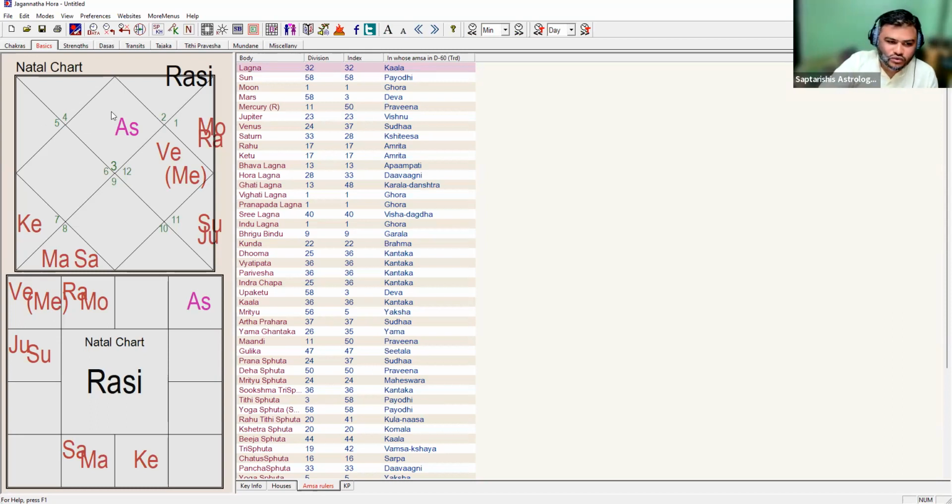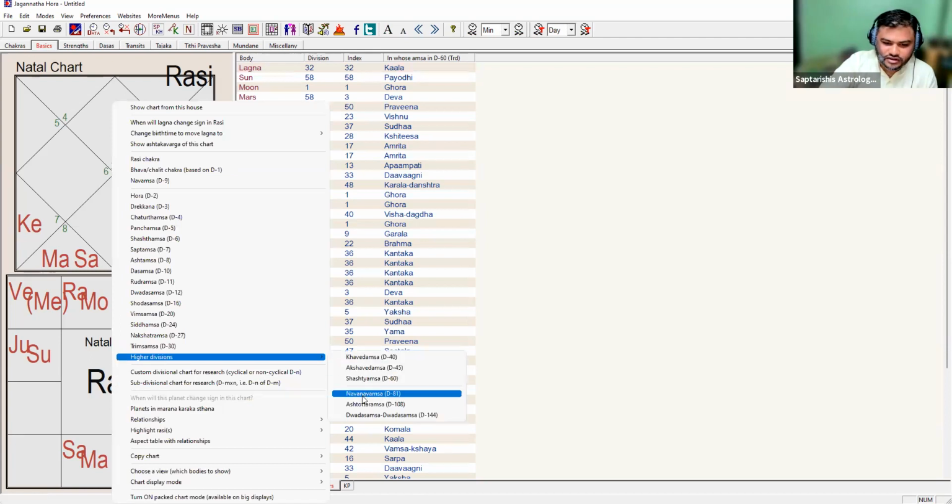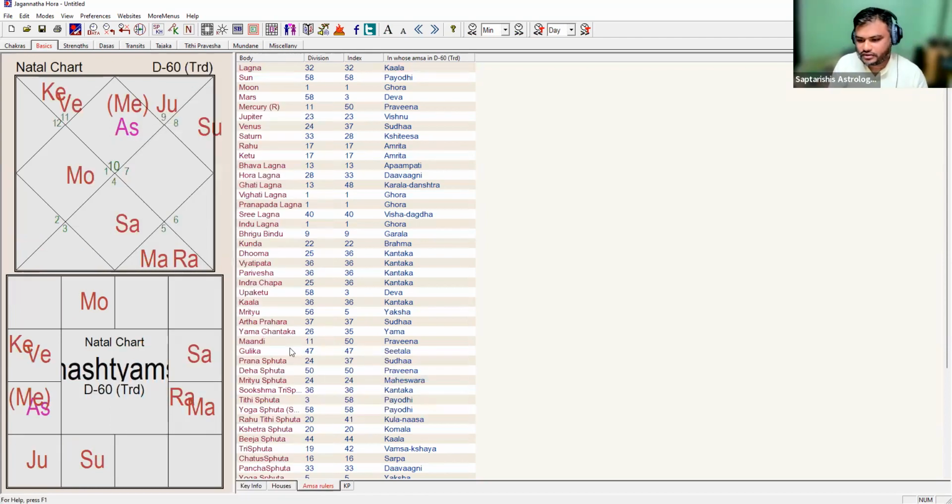Now there are two things. Whenever you see D60, I can create the D60 chart like this. You can see in D60 the Lagna is Capricorn, and Saturn is in the 7th house, aspecting the Lagna. You can use it like this, and some people do use it like this, but this is not the correct way, as per my understanding. This is my opinion; I am not saying you should follow me, but read about these things. What I think is, don't consider D60 as a standalone chart.